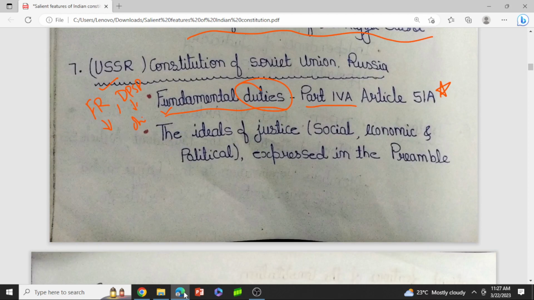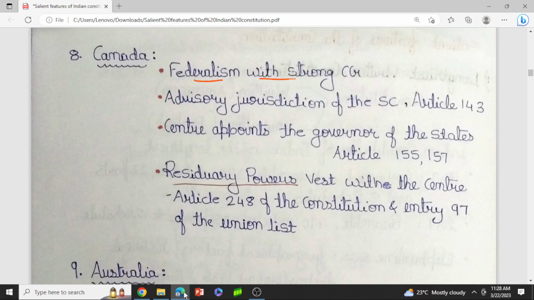Then the preamble, in the preamble, the ideal of justice needs to be social, economic and political. In all three ways, the person has to be treated with justice socially, economically and politically, taken up from USSR. Moving to Canada, federalism with the strong central government. So federalism is existence of both central and the state. Power is being distributed between the state and the central government, but central government is considered to be more powerful. Like during the emergency, the state government automatically dissolve, or not actually dissolve, they are dominated by the central government.